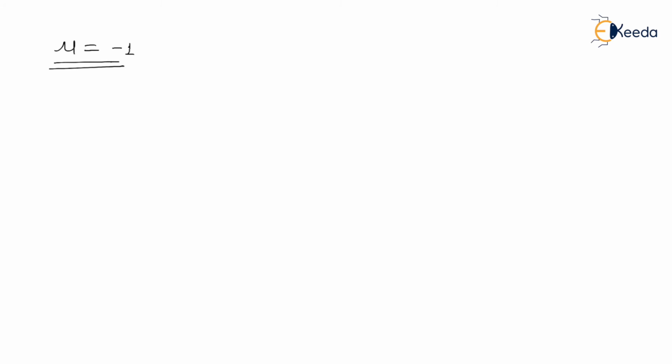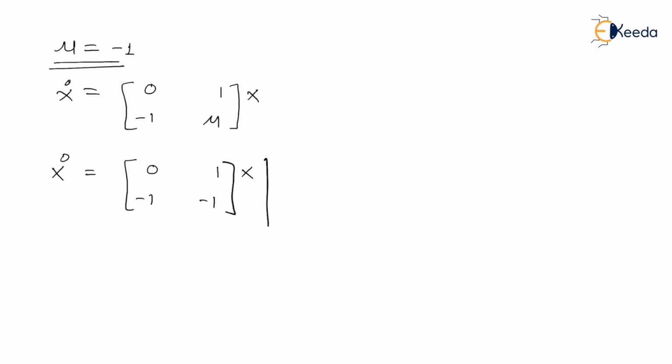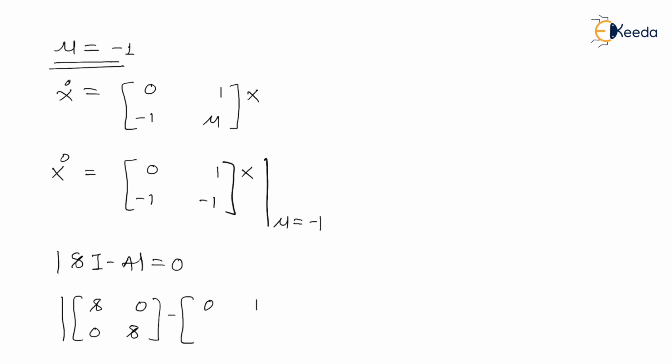So matrix A now becomes x dot is equal to [0, 1; -1, μ] x. So x dot is equal to [0, 1; -1, -1] x, for μ equal to minus 1. Now the determinant of sI minus A is equated to 0. So the determinant of sI, which is [s, 0; 0, s], minus A, which is [0, 1; -1, -1], is equal to 0.